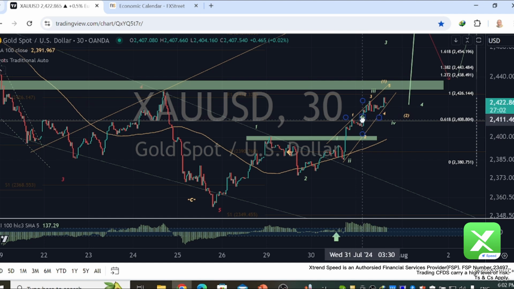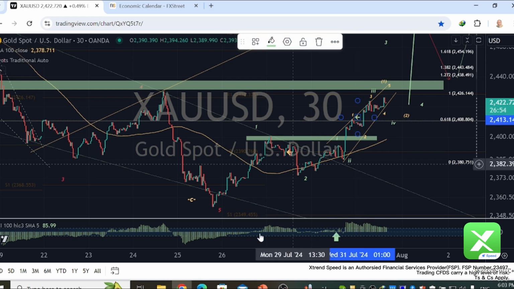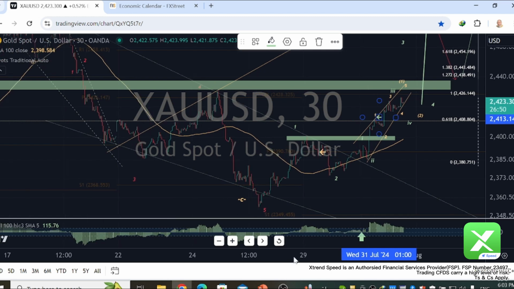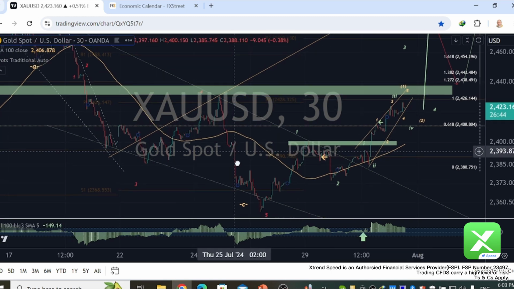Technically speaking, we can go to 2,410. We can go to 2,400. But our bias, our experience perspective, is that none of this is going to happen. This is just theory. That's all.